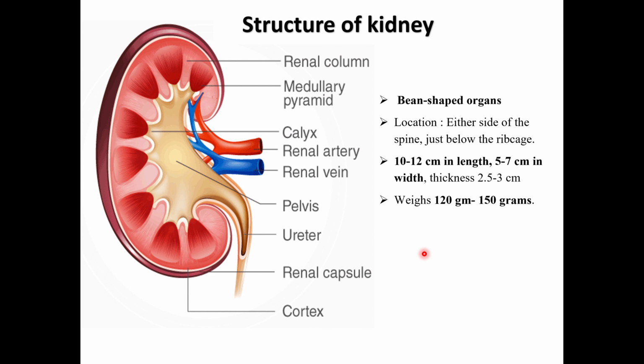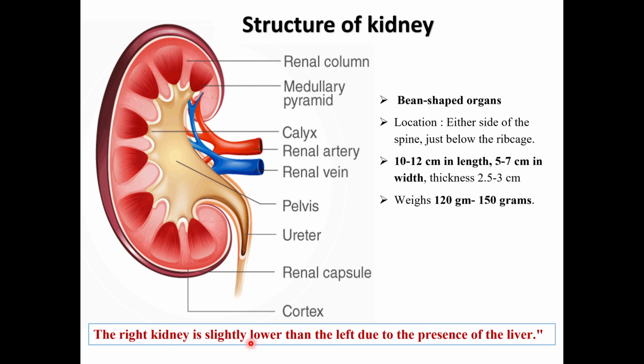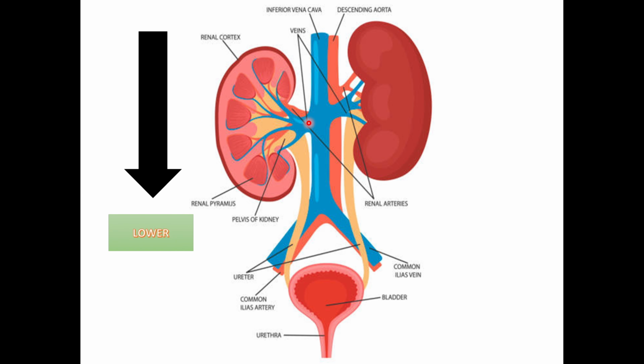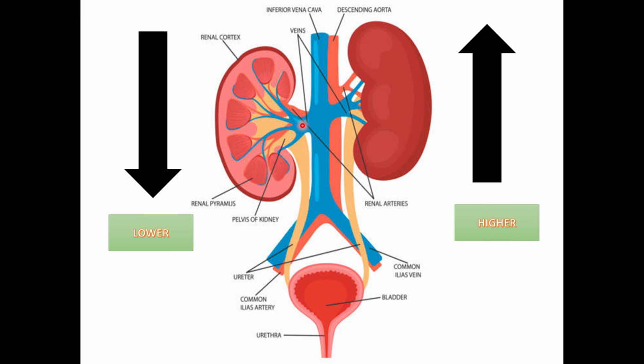One interesting thing is that the right kidney is slightly lower than the left kidney due to the presence of the liver above the right kidney. So if we see the positions of the two kidneys, the right kidney is slightly lower than the left kidney, and this is one important thing about the kidney. Let's see the structure of the kidney in more detail.